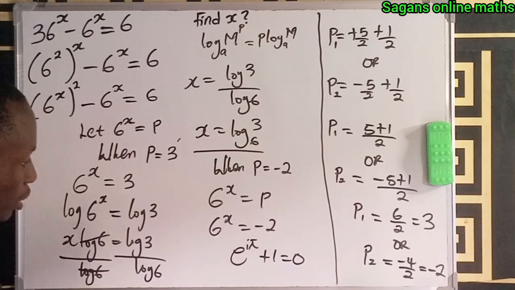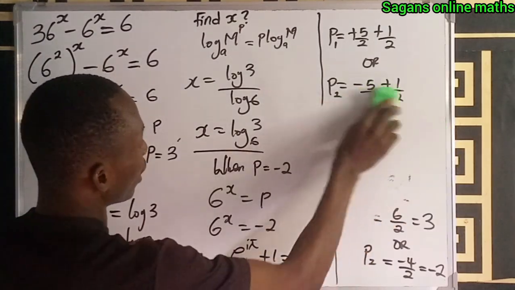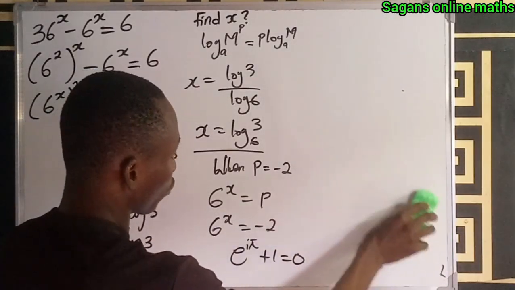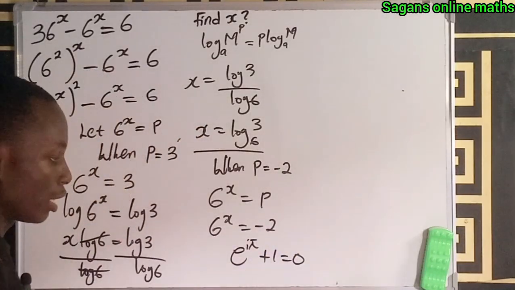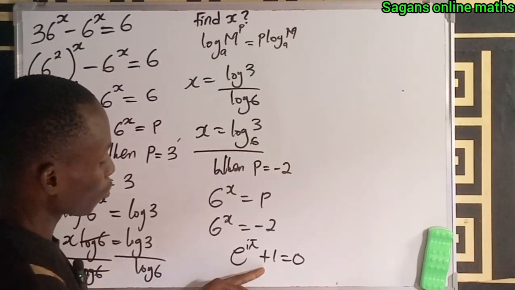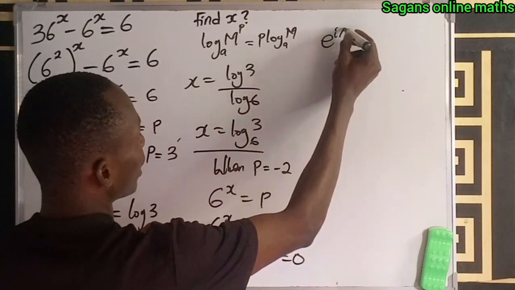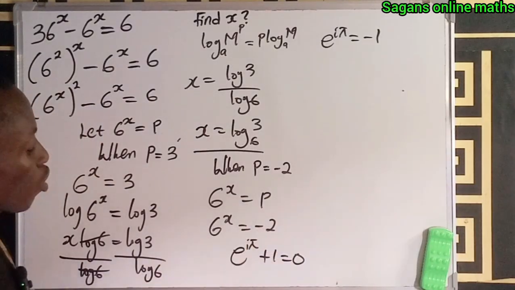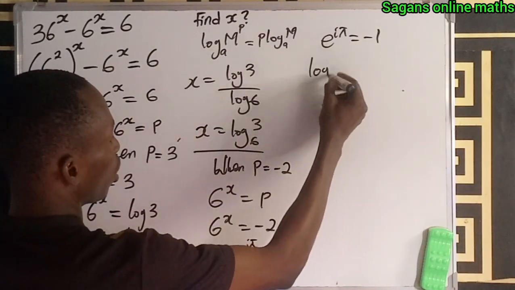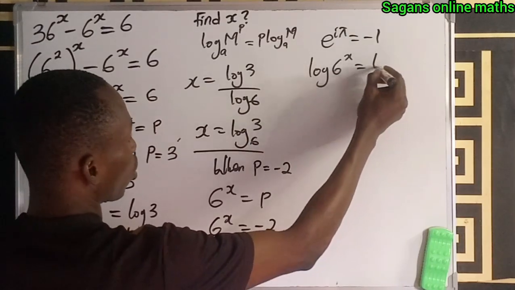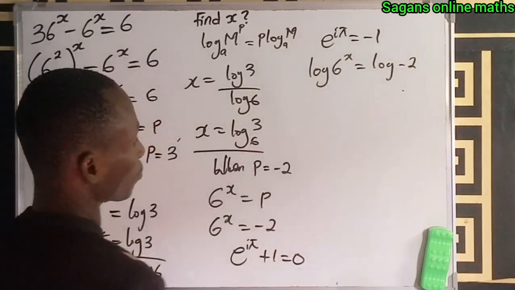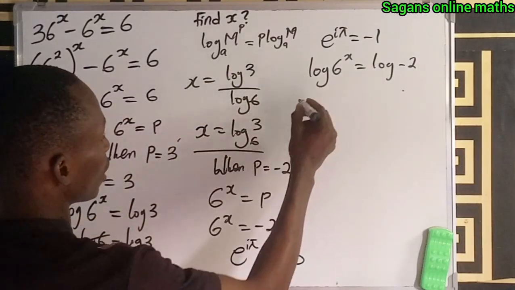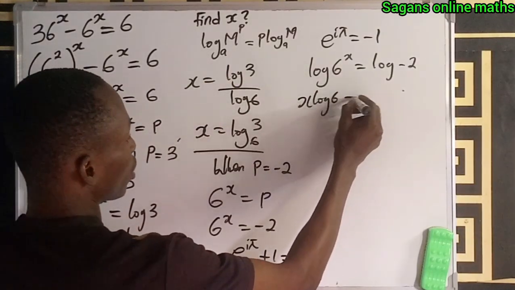So we can do something very interesting here, though we know that the value of x will not be real because it will give us a complex unit. But let's see what we can do. If we subtract 1 from both sides, e to the power of i pi is equal to minus 1. So at this point, let's take the log of both sides: log 6 to the power of x is equal to log of minus 2. Now we know from this law that this becomes x log 6.